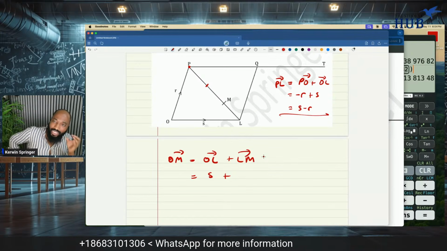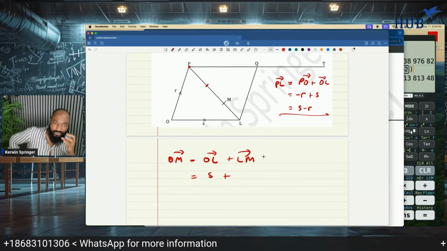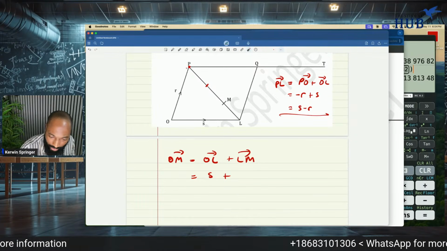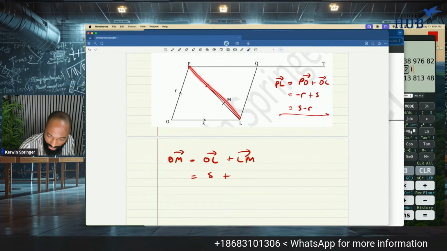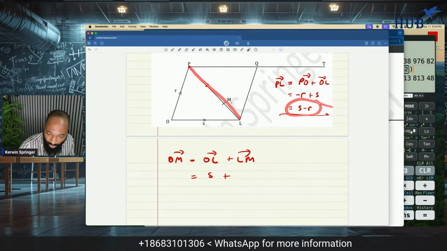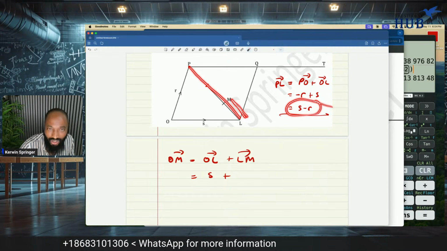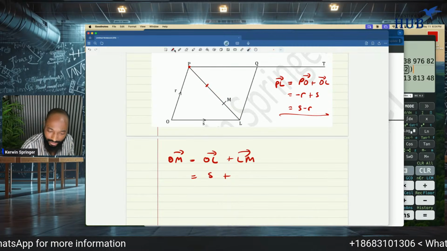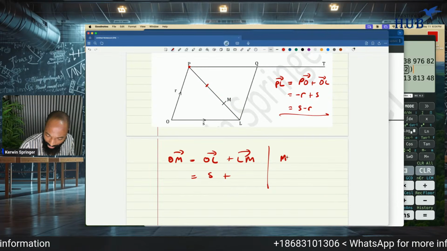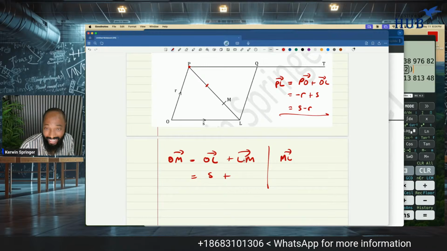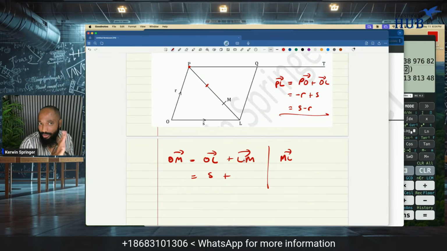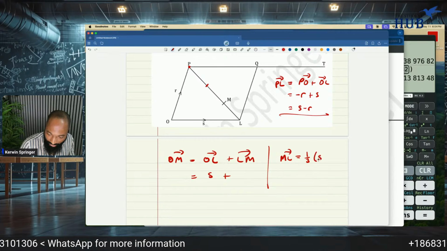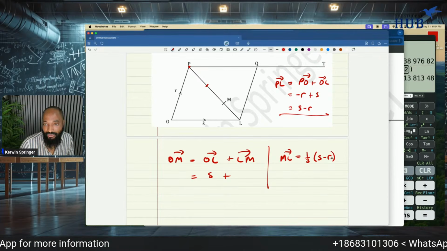But vectors work in a nice, beautiful fraction form. And we just figured out what PL is. Stay with me. We just figured out that PL is this. What is ML looking like? How much of it? One third. So ML, careful now, because this is ML, but we want LM, but we have a little trick for that later. ML is 1/3 of S minus R.